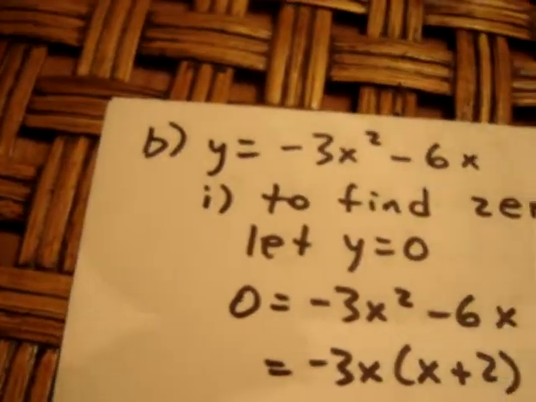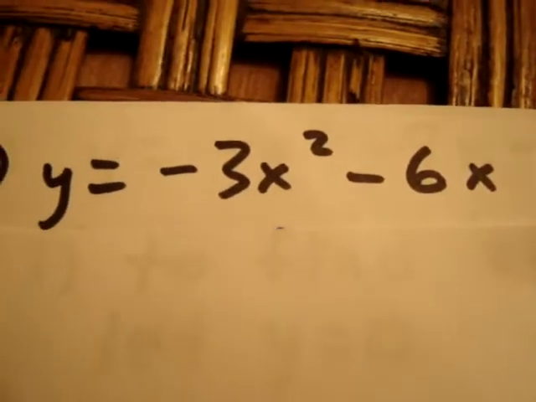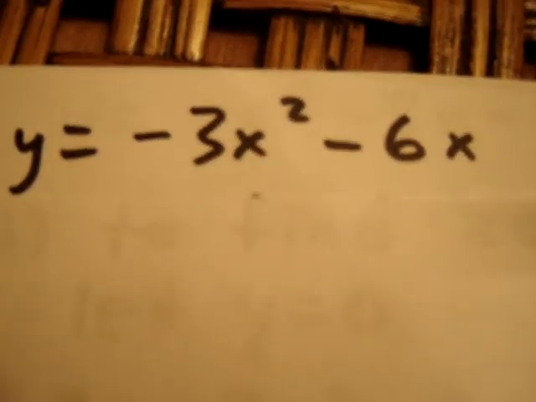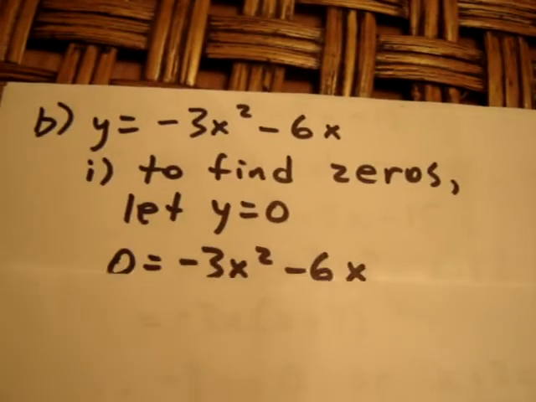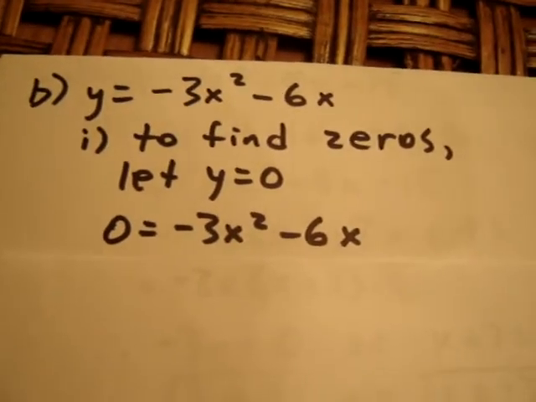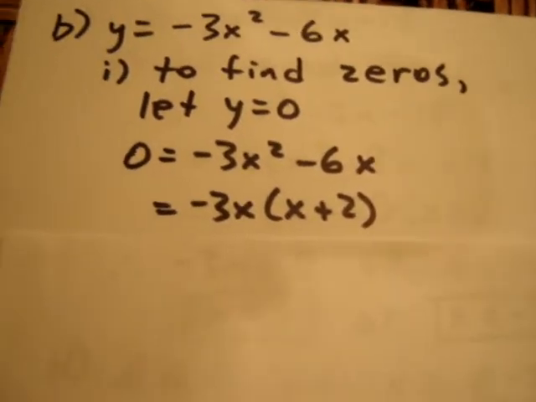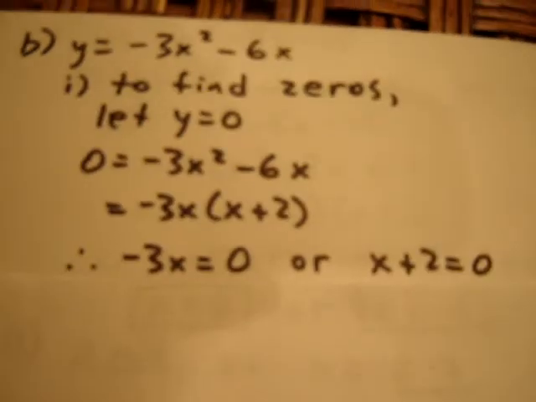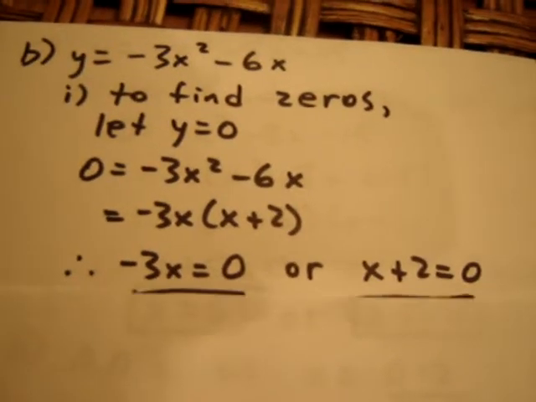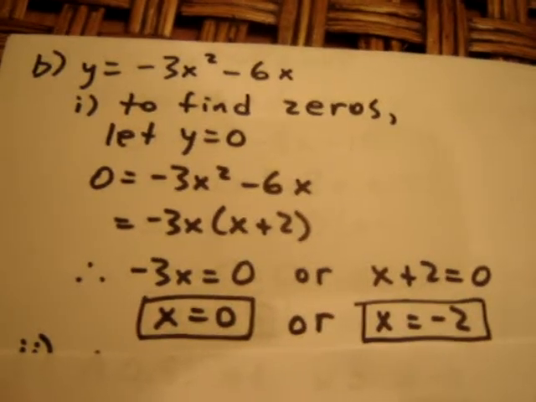The next question says y equals negative 3x squared minus 6x. So what we do is we common factor. After letting y equal 0, we common factor out negative 3x. And inside the bracket we have x plus 2. Well, this means that either negative 3x equals 0 when there's a 0, or x plus 2 equals 0 when there's a 0. Which means the zeros are located at x equals 0 and x equals negative 2.